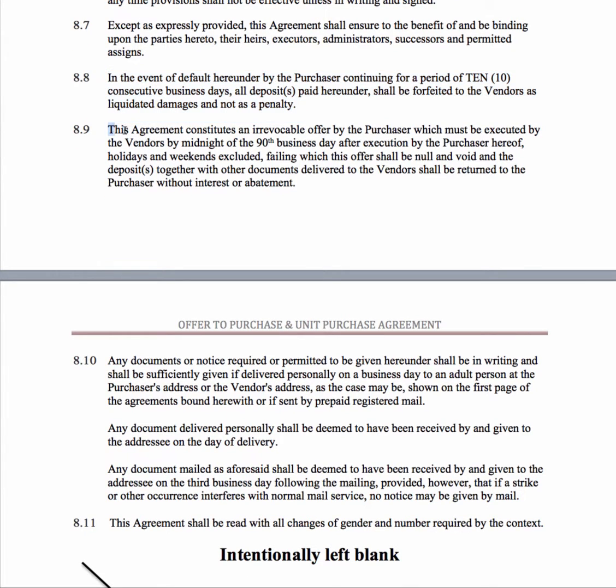This agreement constitutes an irrevocable offer to purchase, which must be executed by the vendor by midnight on the 90th business day after execution by the purchaser. Okay, so what this means is that you will sign this document and we have 90 days to sign it and give you a copy of it. We will do that very quickly after because we want you to have a signed copy of the offer to purchase and all your documents actually in your possession.